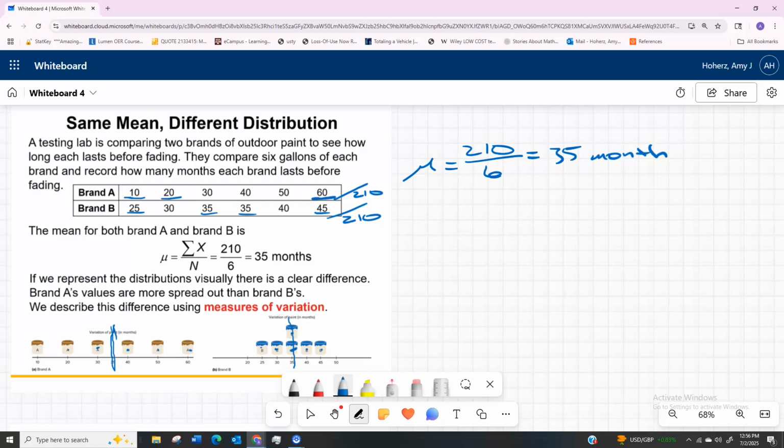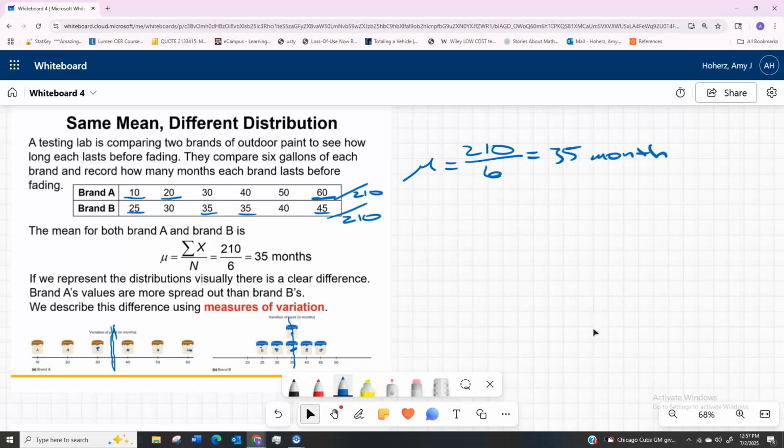B doesn't even have 10 marked on the scale, and their numbers down here on the bottom are much closer together. So that kind of accentuates it a little bit too, but we can tell that this is very clustered around 35, whereas this is spread about 35. And so they're going to have different measures of variation.